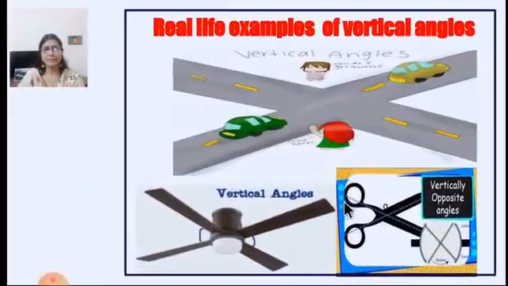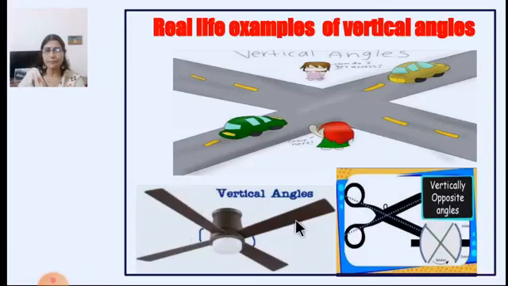Now these are real life examples of vertical angles, that means vertically opposite angles. You must have seen a crossroad. On the crossroad you can see they are like vertically opposite angles. This angle, if you draw one angle here, is vertically opposite to this angle. Same way this angle is vertically opposite to this angle.